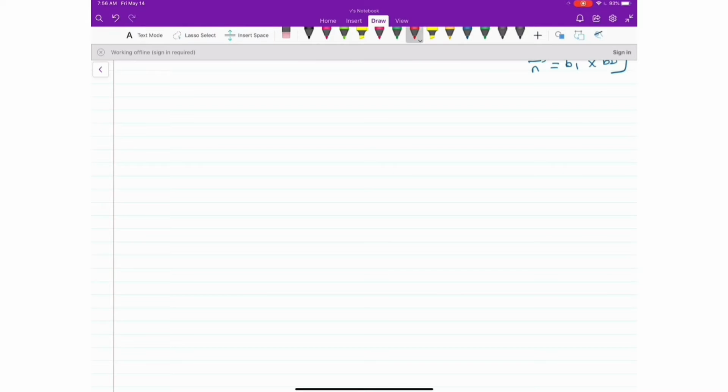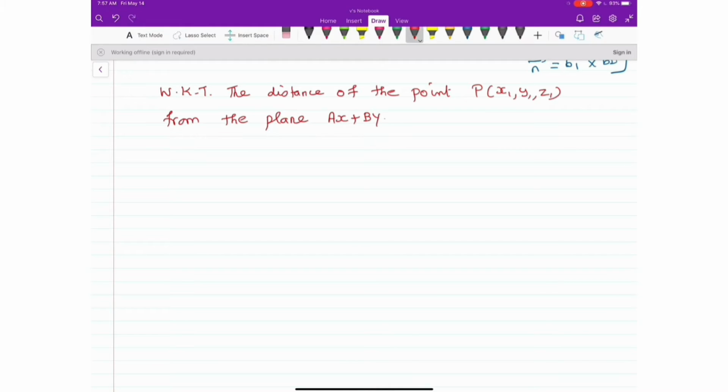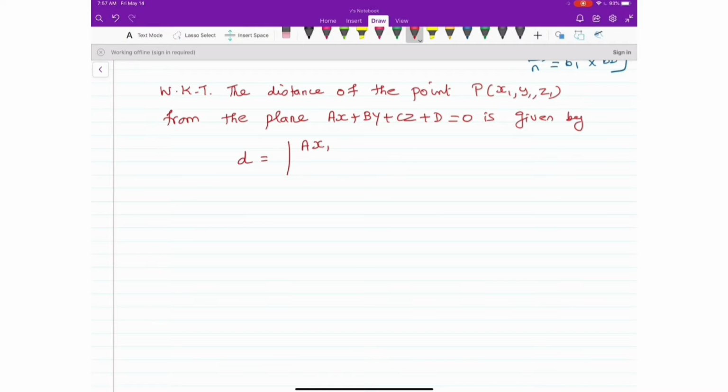We know that the distance of the point P(x1, y1, z1) from the plane ax plus by plus cz plus d equal to 0 is given by, if you take the distance as d, the magnitude of ax1 plus by1 plus cz1 plus d by square root of a square plus b square plus c square units.